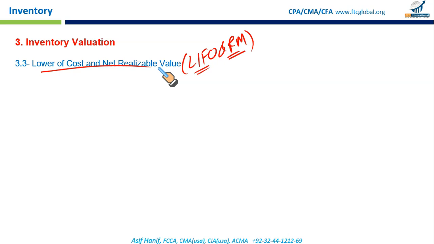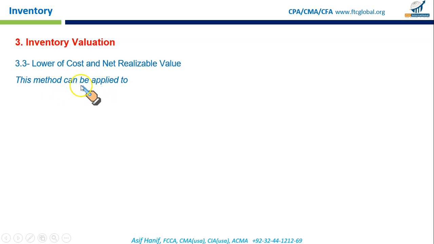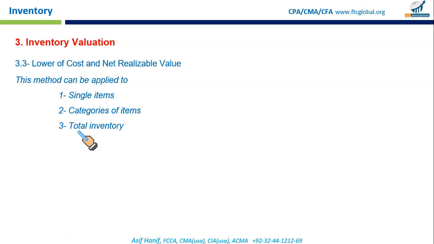And what is the purpose, the rationale of doing it? Why do we need to bring it lower? We discussed it earlier. We don't want to overstate our inventory on the balance sheet, right? This method can be applied to single items, meaning each item's cost versus each item's NRV separately evaluated. Categories of items means a group of similar items, the total cost of all these items versus the total NRV of all these items. Or you can apply this on total inventory, the entire stock cost versus entire stock's NRV. So any of these can be selected.